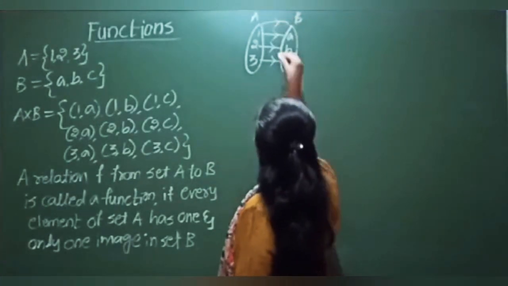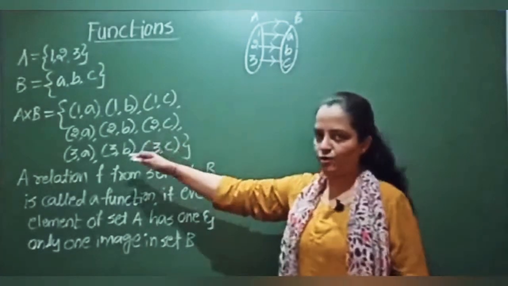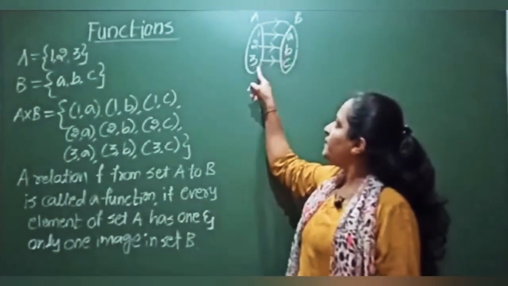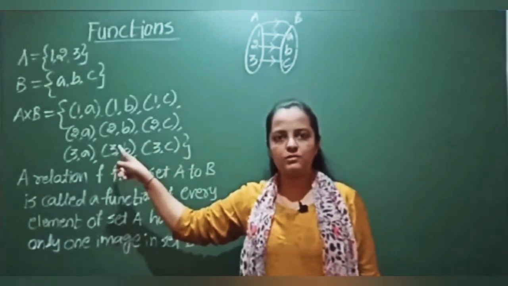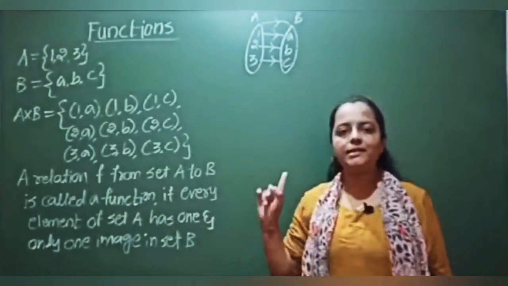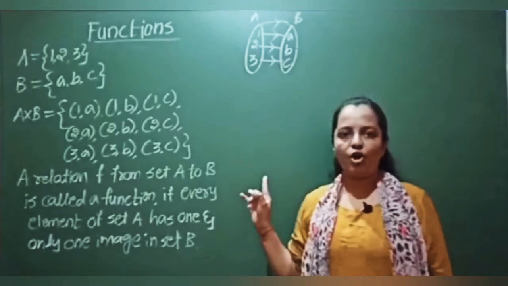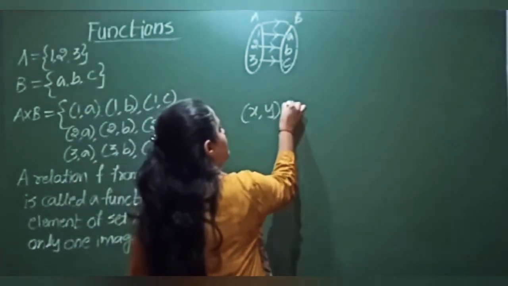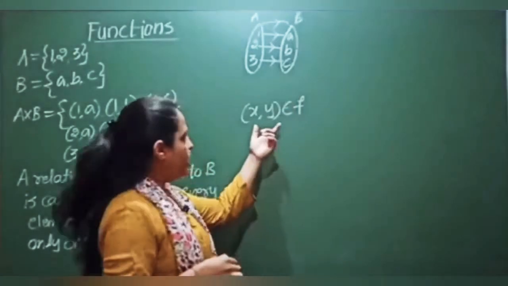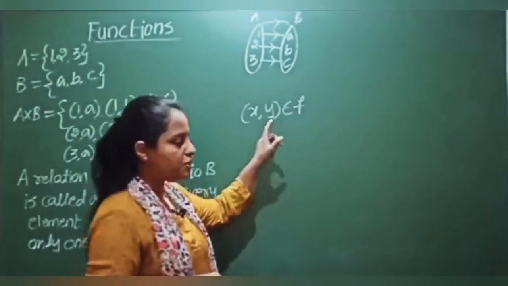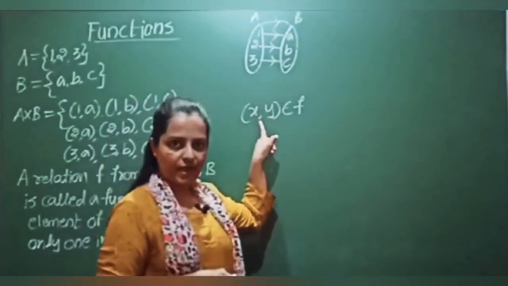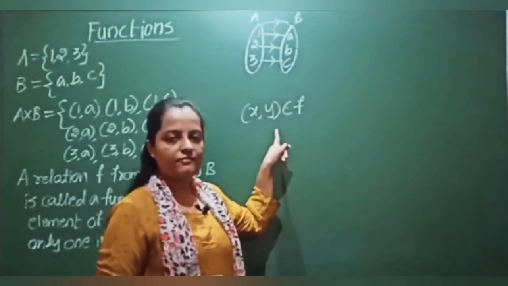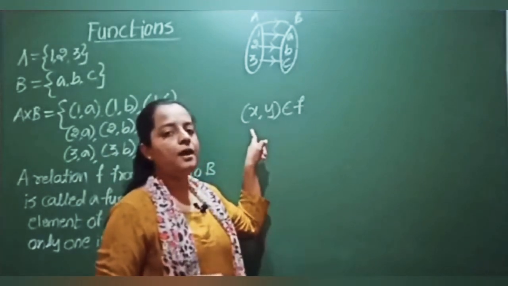This is a relation from A to B because this is a subset of A cross B, since this relation has elements (1,a), (2,b), (3,c). So this is a relation, and now we'll think whether this relation is a function or not. We know that if the ordered pair (x,y) belongs to the function, then y is called the image of x, and x is called the pre-image of y.